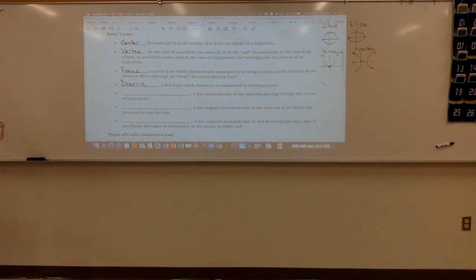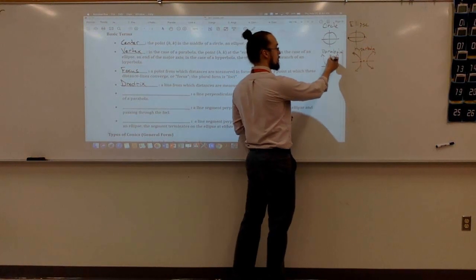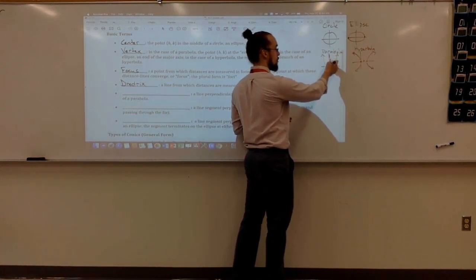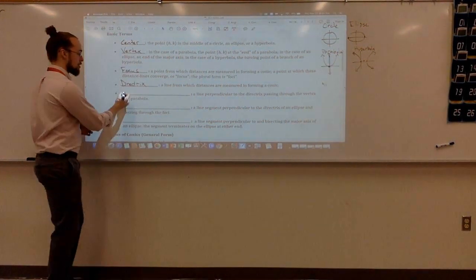The next one, a line perpendicular to the directrix, passing through the vertex of a parabola. This is one that we have talked about before. So if you've got a parabola, a line going right down the middle, like that, is called the axis of symmetry.